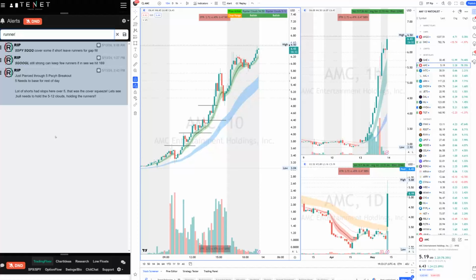And that's why you can see that we've pierced through the $5 psychological breakout. $5 needs to hold for the all-day push. A lot of shorts had stops just over the $5 psychological level. So the guidance was all day there because we were watching each level.